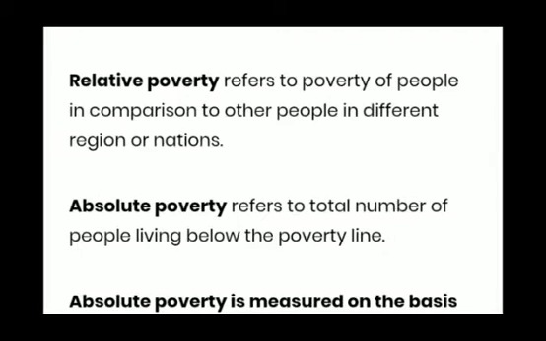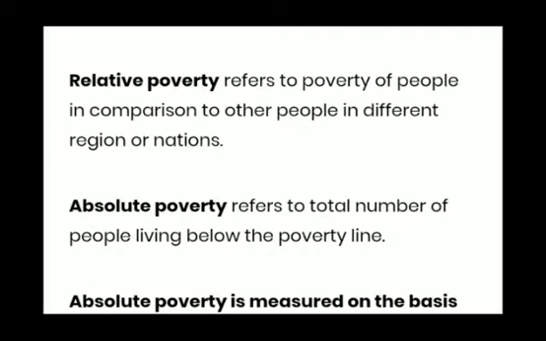Relative measure. Relative poverty refers to the poverty of the people who are comparatively poor as compared to others. So, relative poverty is a concept which makes a comparison between the poverty of two people. The next is absolute poverty. It refers to the total number of people who are unable to fulfill their basic minimum needs of existence.